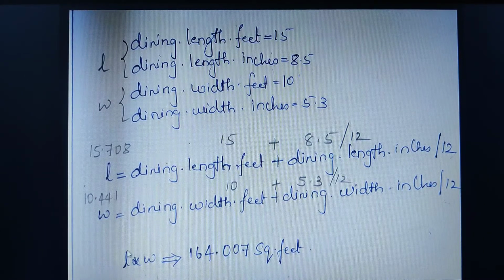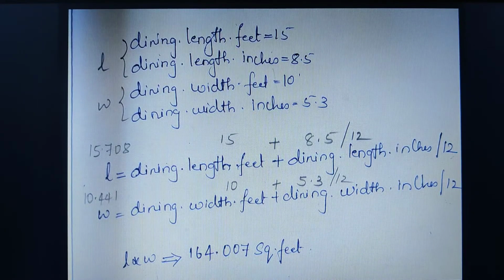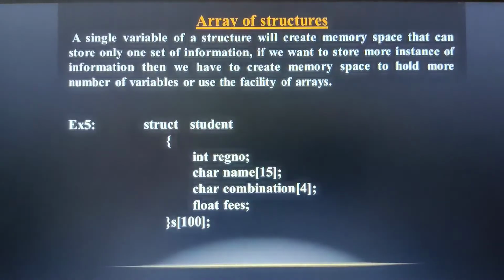When I calculate the final value, that is length into width, in order to find out the area of the room, then I am getting here 164.007 square feet. So this is how we have calculated the area of a room by using the concept of nested structure. Now let us move on to the next topic, that is arrays of structure.